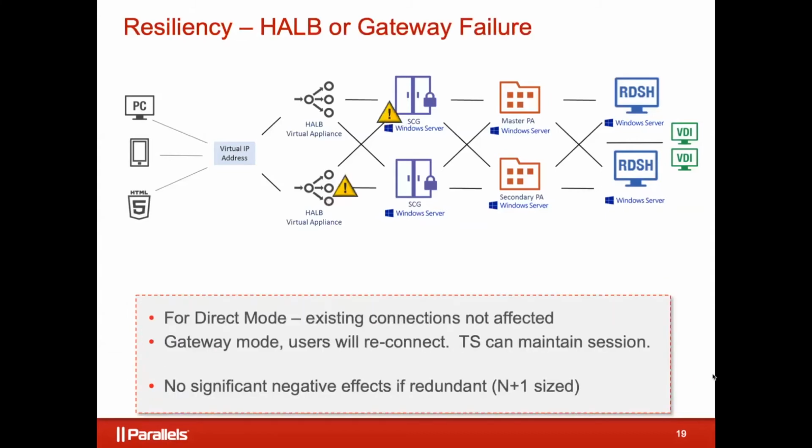So I talked about resiliency. What happens if something fails? Well, let's look at the gateway or the HALB first. If users are in direct mode, right? Remember direct mode? That's the direct connection, that home run connection between the end user and the terminal server or the VDI desktop. Then if you have a failure in either the load balancer or the gateway, they would not notice, right? It's done its job. It's told them to connect to the resource, and they've done it. And the RDP connection is up and stable between them and the endpoint device. So users won't notice a thing if you have a failure in direct mode.